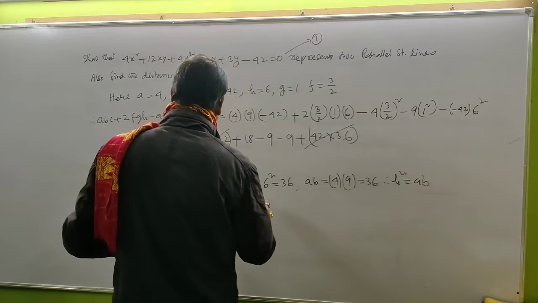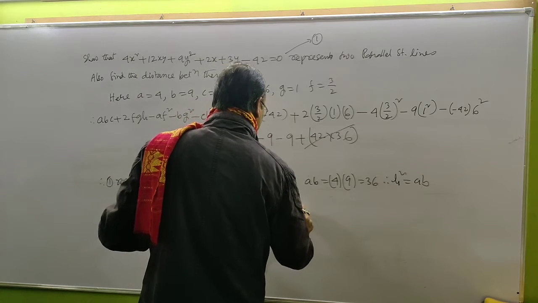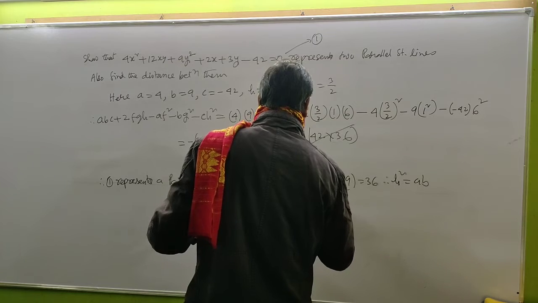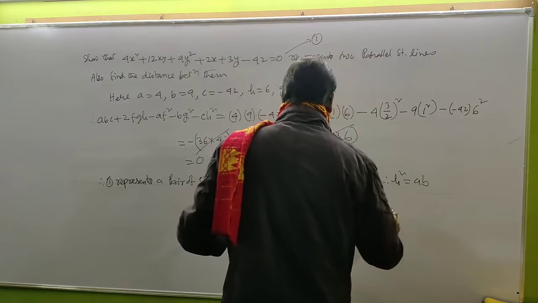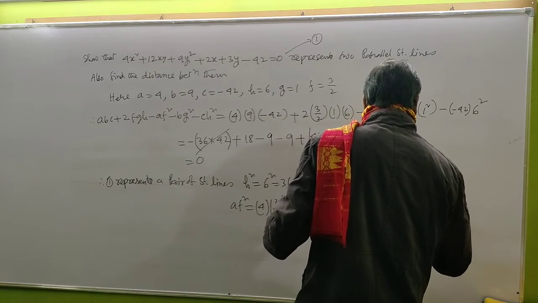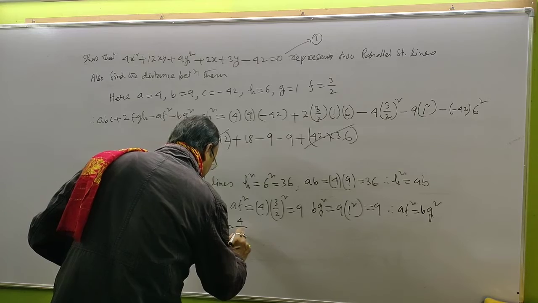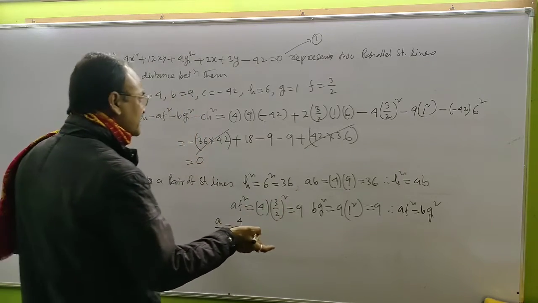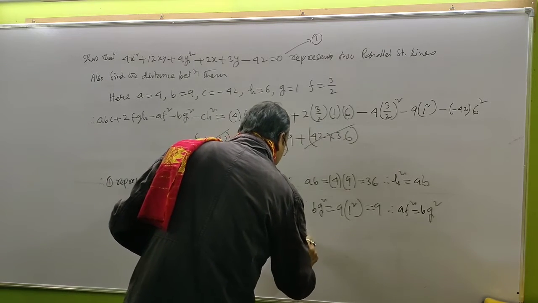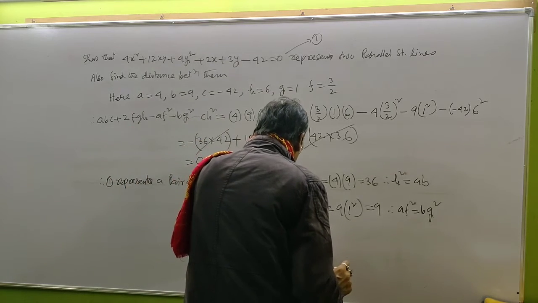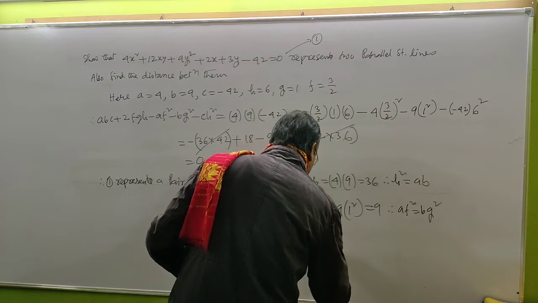AF square equal to 4 into (3 by 2) whole square equal to 9. BG square equal to 9 into 1 square equal to 9. Therefore, AF square equal to BG square. A by H equal to 4 by 6 equal to 2 by 3. H by B equal to 6 divided by 9 equal to 2 by 3.